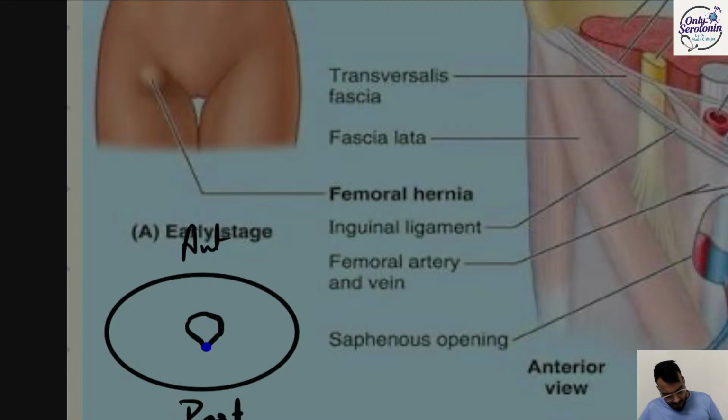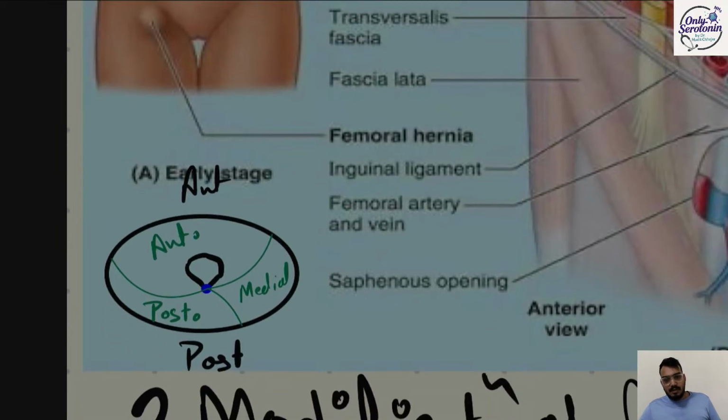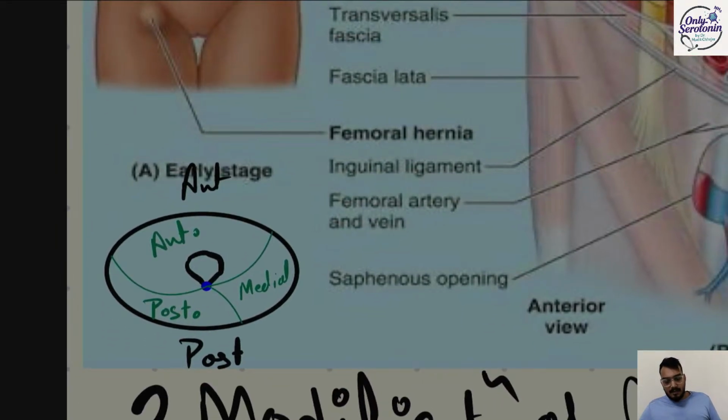So what will happen? My fascia lata will go inside and attach to this posterior part of the femur, and it will divide my thigh into three parts: anterior compartment, posterior compartment, and medial compartment. This is my second modification.